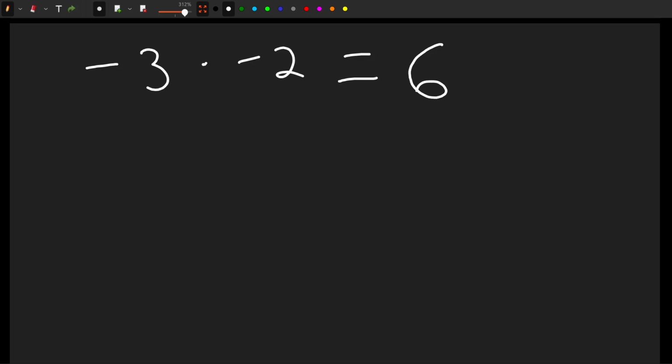And so then if we say, well, what's negative 3 times negative 1? Well, we say, first off, what's 3 times 1? That's 3. And then a negative times a negative is a positive, so we get 3.